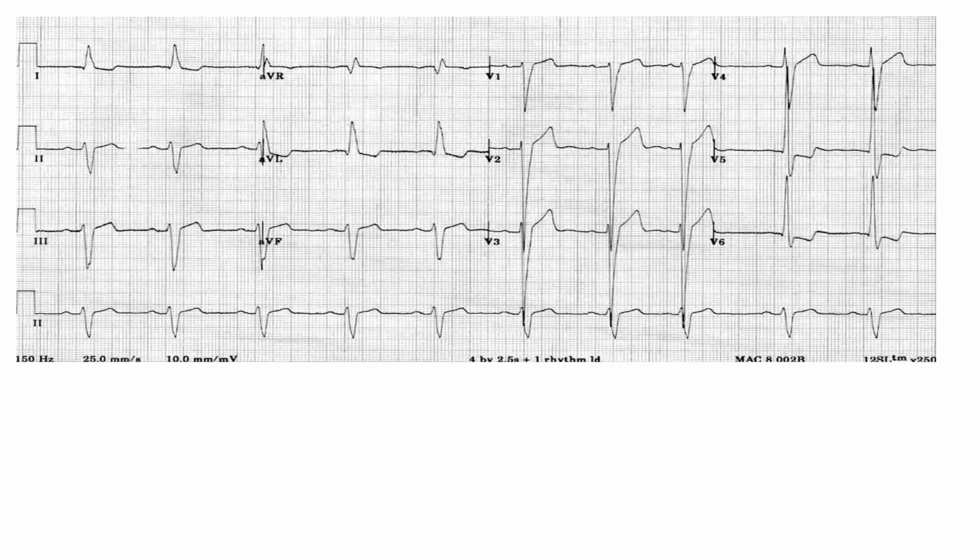Again, here you can see the deep S and tall R in V5. If you combine them, definitely it will be more than 35 mm. So that is satisfying the criteria of LVH. Along with that, you can also see there is a strain pattern: ST depression, T inversion, ST depression, T inversion.